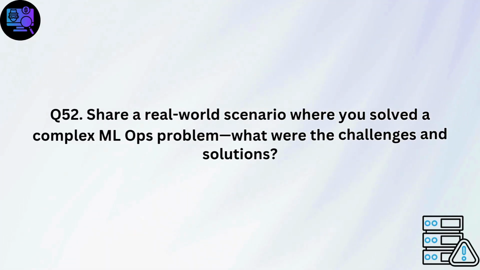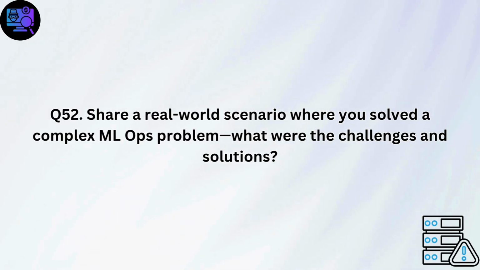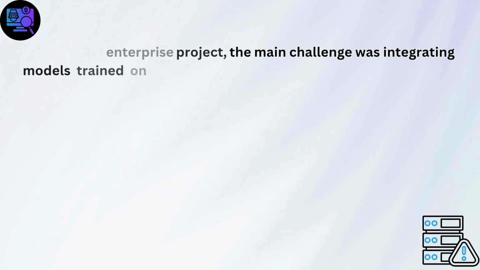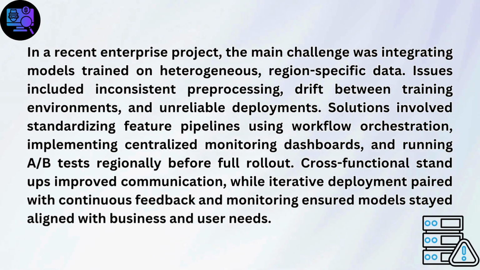Share a real-world scenario where you solved a complex MLOps problem. What were the challenges and solutions? In a recent enterprise project, the main challenge was integrating models trained on heterogeneous, region-specific data. Issues included inconsistent pre-processing, drift between training environments, and unreliable deployments. Solutions involved standardizing feature pipelines using workflow orchestration, implementing centralized monitoring dashboards, and running A/B tests regionally before full rollout. Cross-functional stand-ups improved communication, while iterative deployment, paired with continuous feedback and monitoring, ensured models stayed aligned with business and user needs.